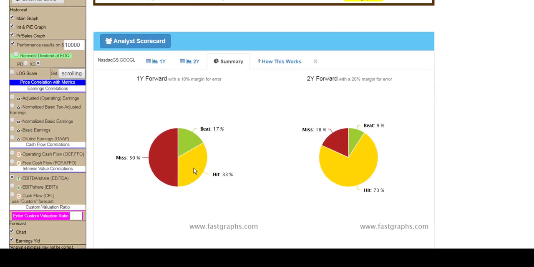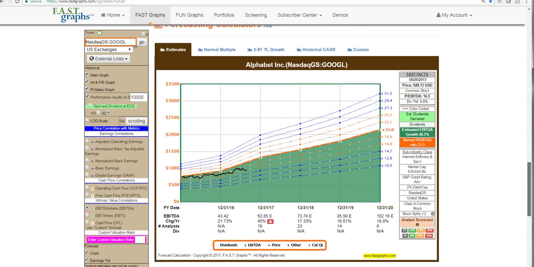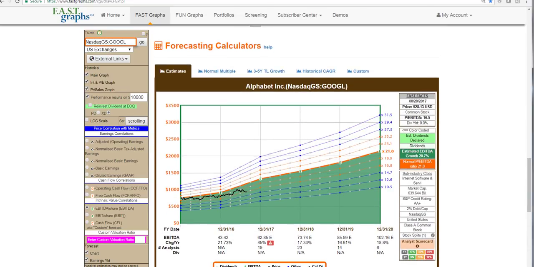When I look at this historically, analysts have been right about half the time, or the company has beaten estimates about half the time on a 1-year forward, and they've been right about 78 to 80% of the time on a 2-year forward. So, the reliability of these forecasts is something obviously you have to consider. Now, as I talked about, there's a lot of opinions on this stock, but I like facts over opinions.